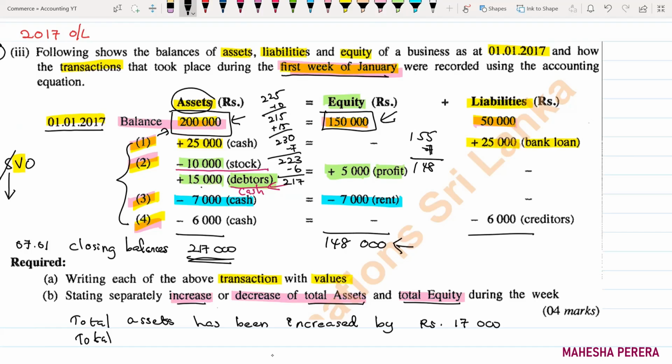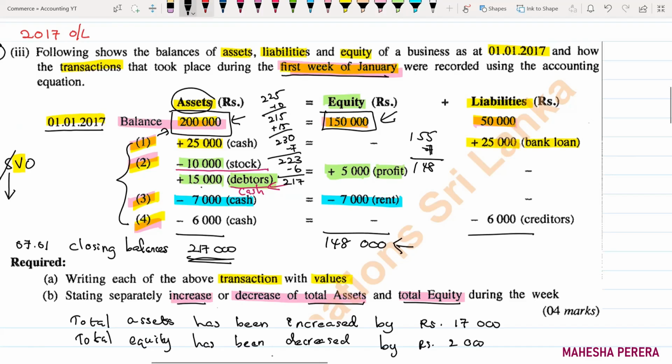So again you can write this answer like this. Total equity has been decreased by 2,000 rupees. Okay?